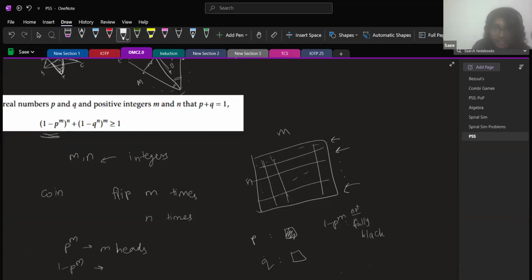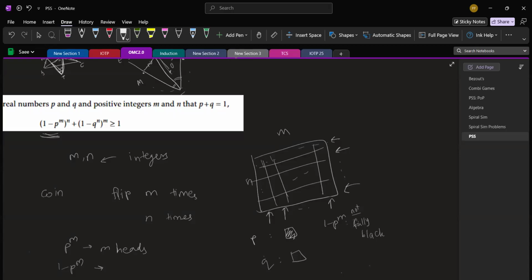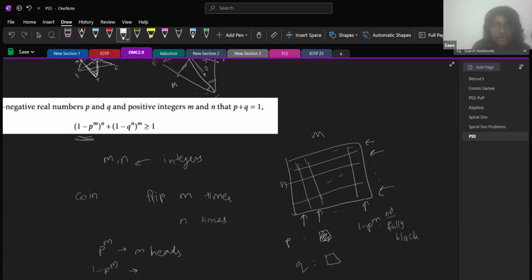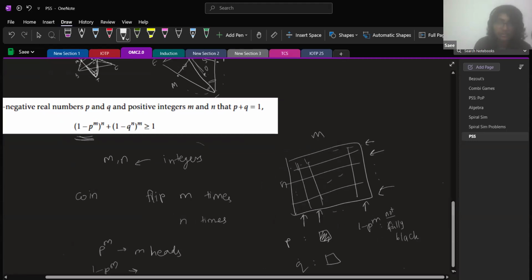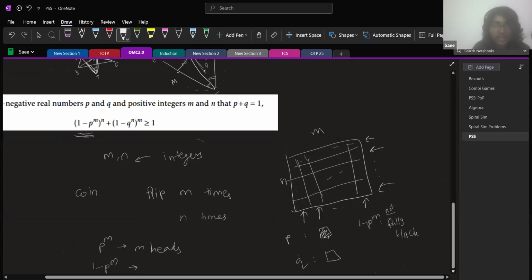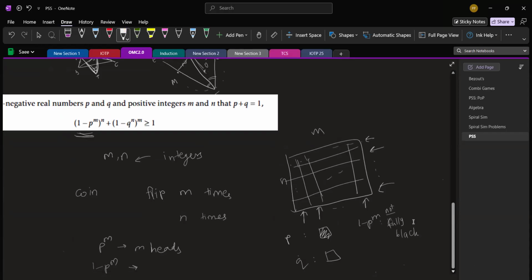And then you do the same thing with the columns. Now 1 minus Q to the N means this is not fully white, and this is not fully white, up until the end. Now, since at least one of these two events occurs, the sum is at least one. You cannot have both of these events fail. That means at least one of these events must occur, right? That's how we should frame it.